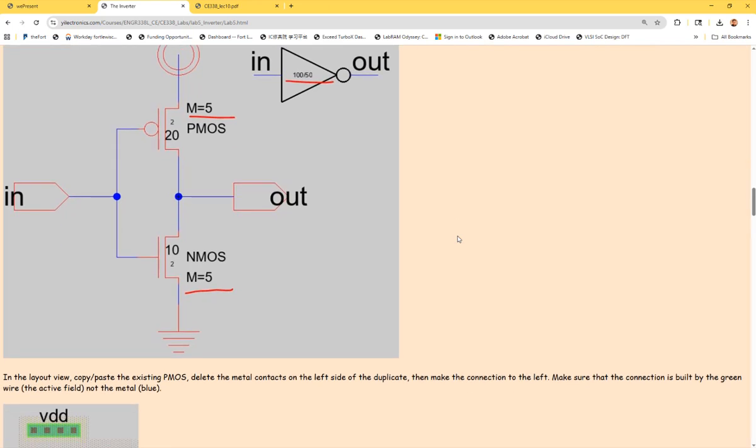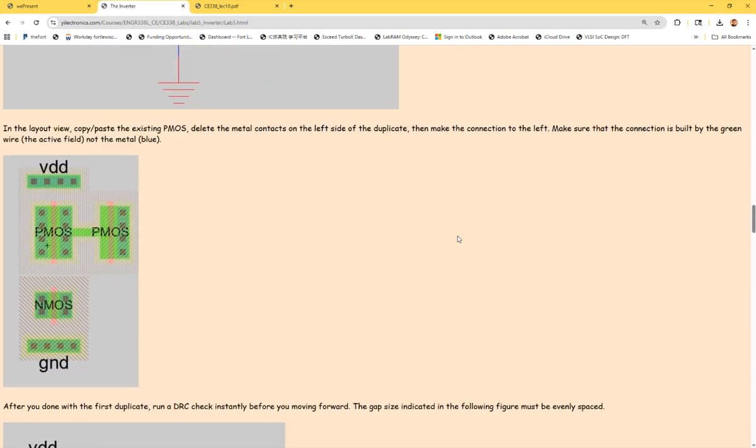So because this guy is actually wider than it looks, when we are doing the layout, we need to match it. How do we do 5 fingers of layout? 5 fingers, right? So we have one PMOS, NMOS, and you grab another PMOS, but you don't add the P plus and the via and metal one in the middle, because they're going to share that contact in the middle.